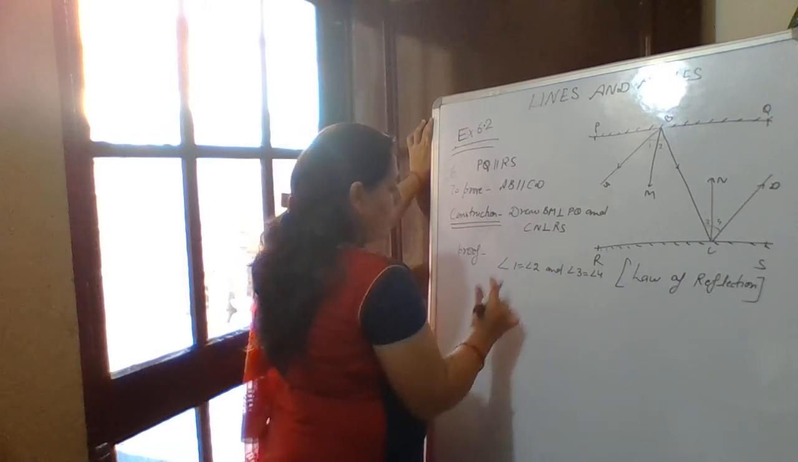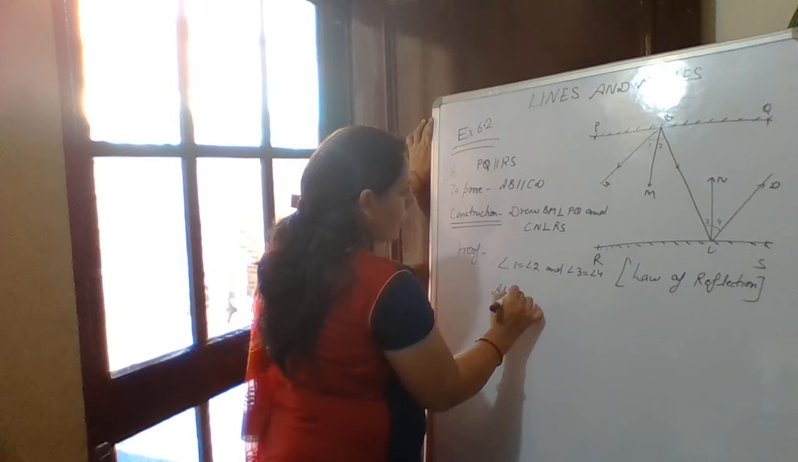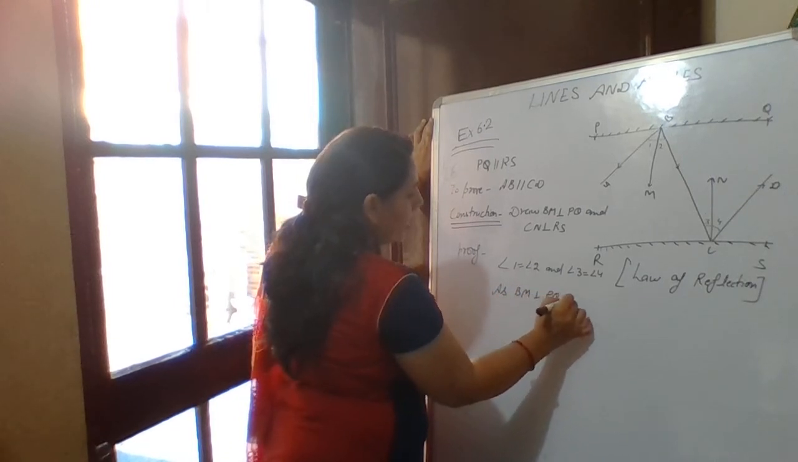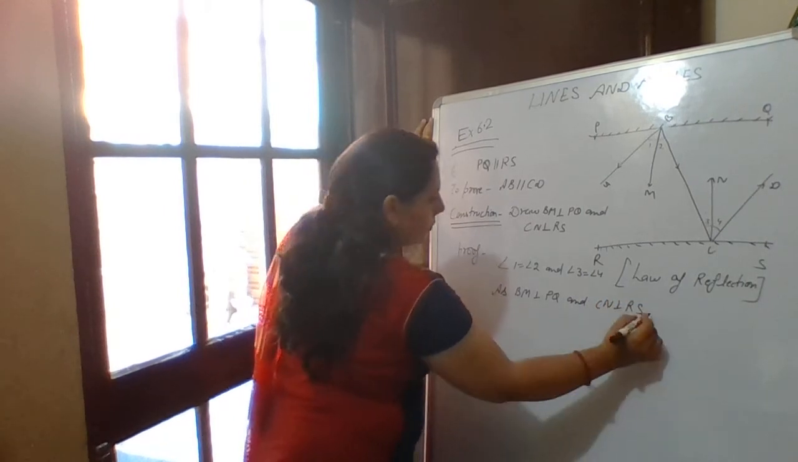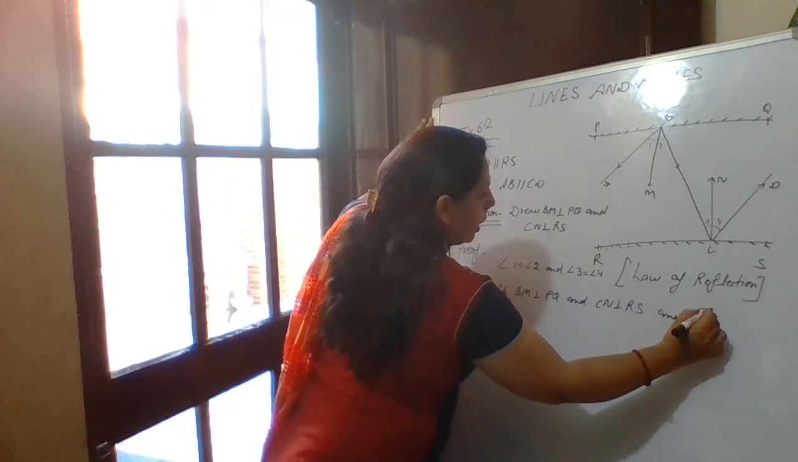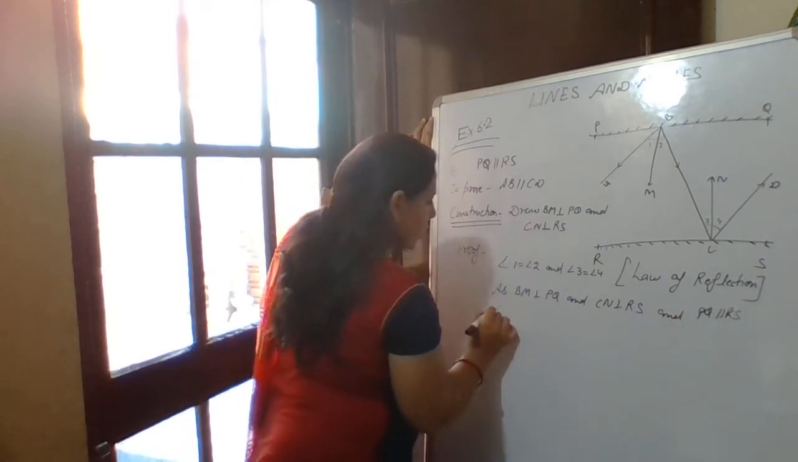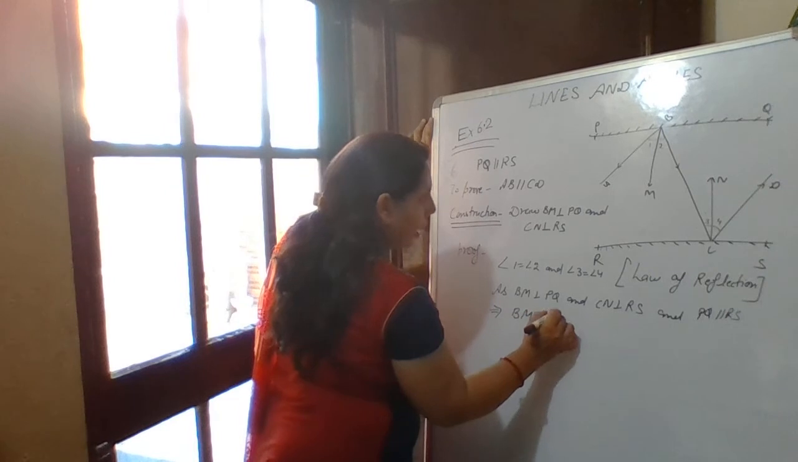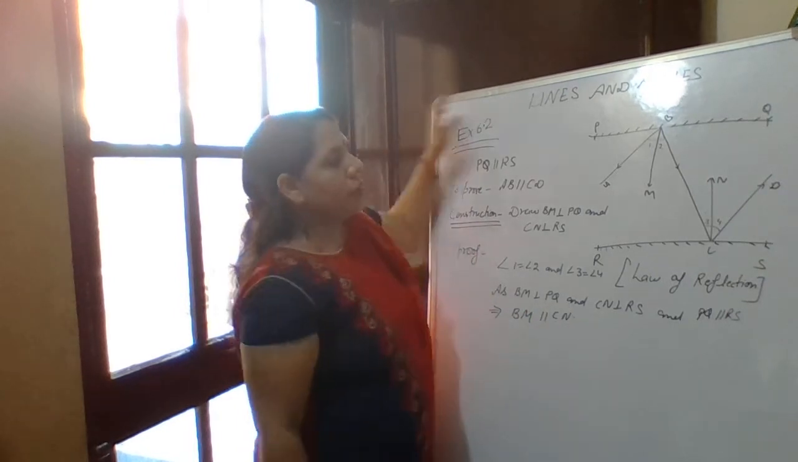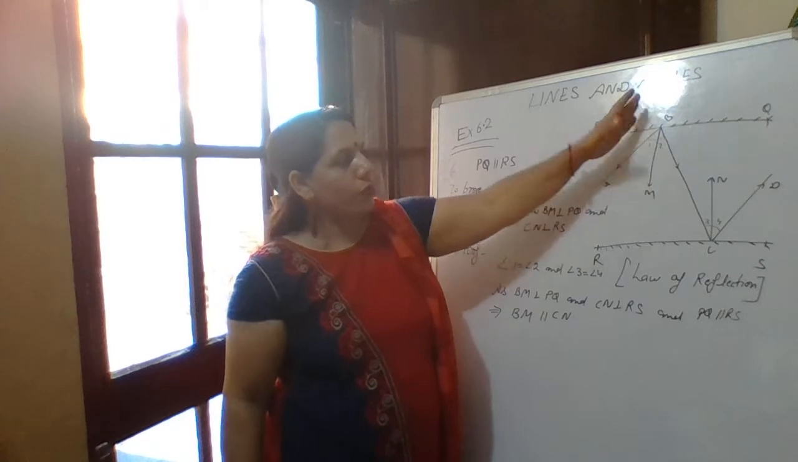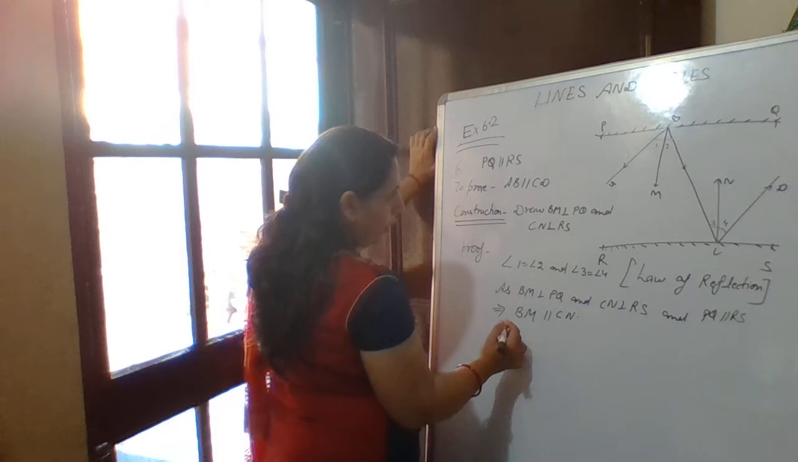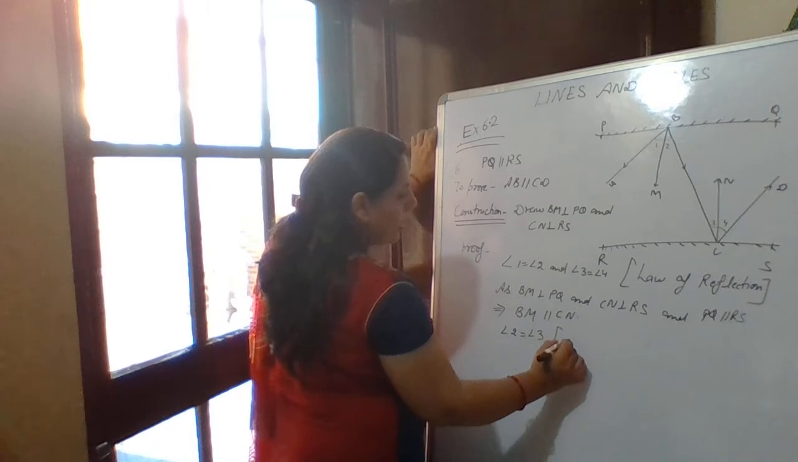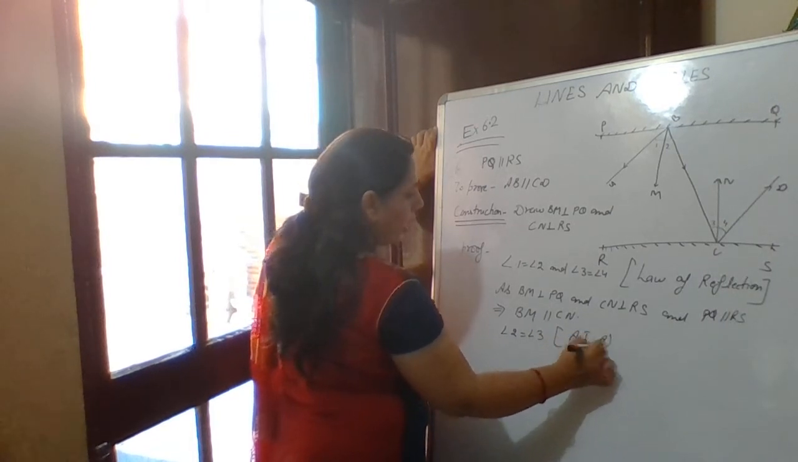After that, students, we have taken BM perpendicular to PQ and CN perpendicular to RS and PQ parallel to RS. So this implies BM will be parallel to CN because these are perpendicular lines on two parallel lines. So these must be parallel. After that, we will say angle 2 equals angle 3. These are alternate interior angles.